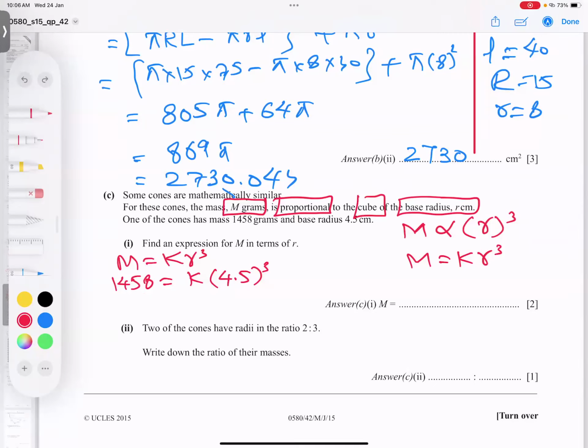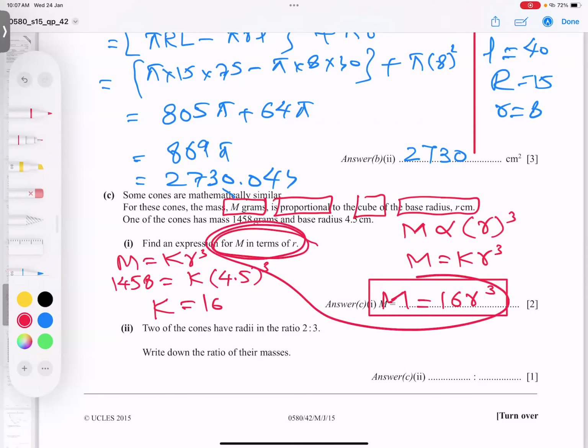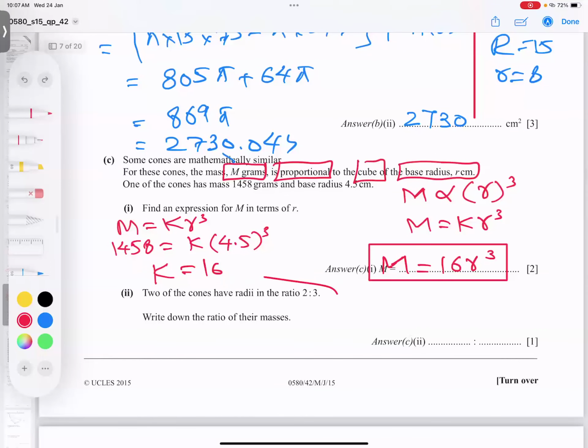1458 divided by 4.5 to the power 3. And my answer is coming 16. K value 16. Don't stop here. Put this k value back in the equation. And congratulations, I finally got m is equal to 16 r cubed. This is my final answer because he was asking to give m in terms of r. Repeat, m in terms of r. Alhamdulillah. Now let's talk about the last part.